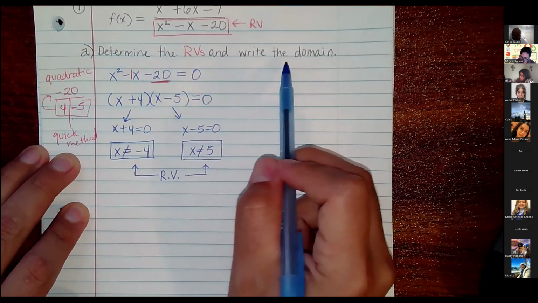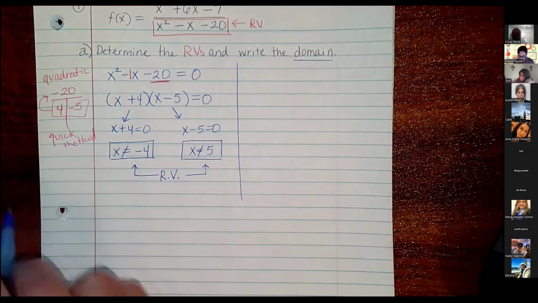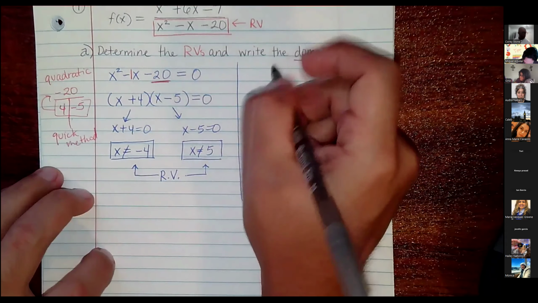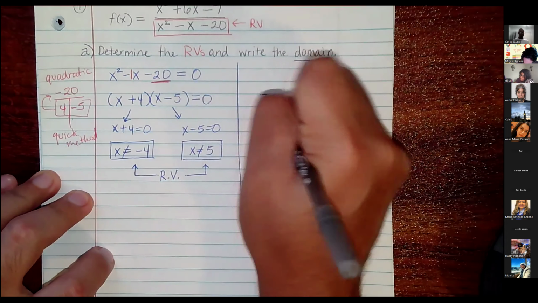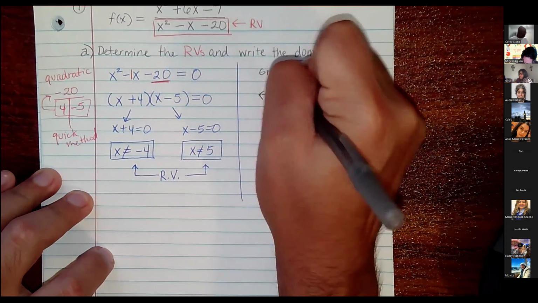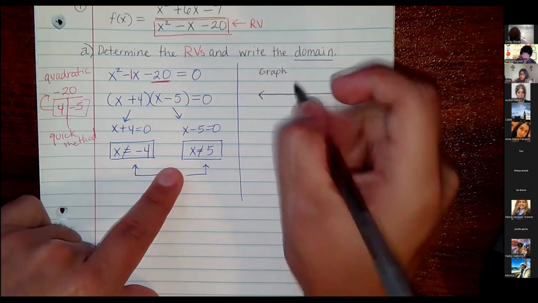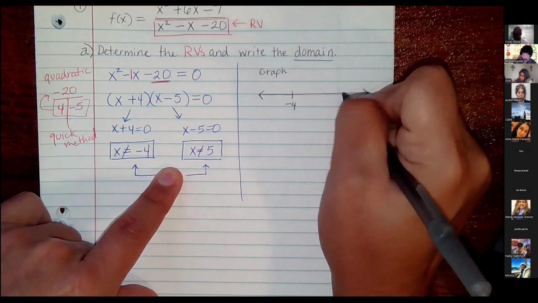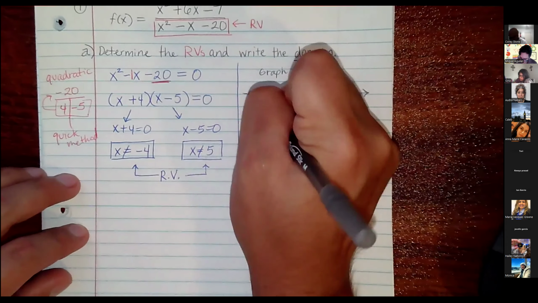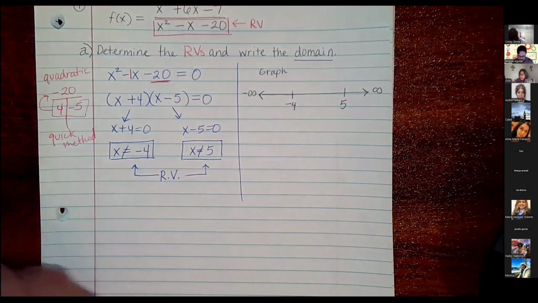And then the second part of this question asks to find the domain. Okay. So remember, for the domain, what we do is draw a graph of your number line or your x-axis, right? And then we're going to plot our restricted values. So we have negative 4 here and positive 5 here somewhere. Doesn't have to be perfect. My number line goes to negative infinity on the left, positive infinity on the right.